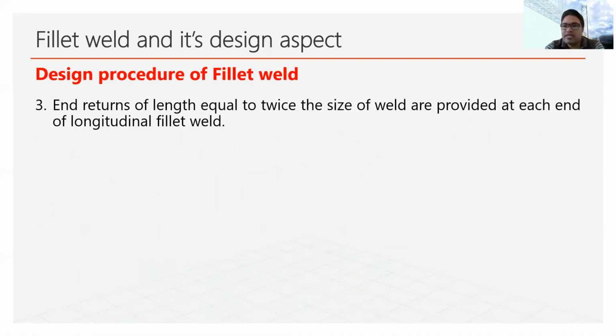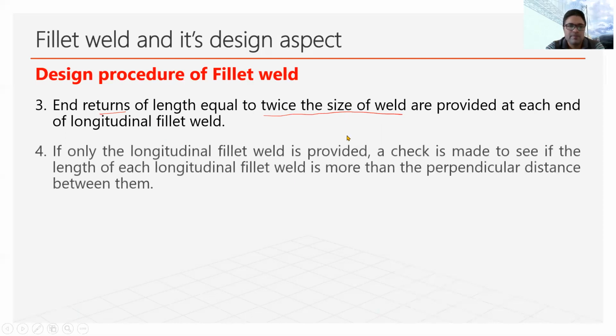Then once we calculate the length of weld, in the next step, we generally provide the end returns. As I discussed earlier also, end returns means providing extra length of weld, about equal to twice the size of the weld, from both ends. If we are providing it at both ends, then we provide it from both ends.